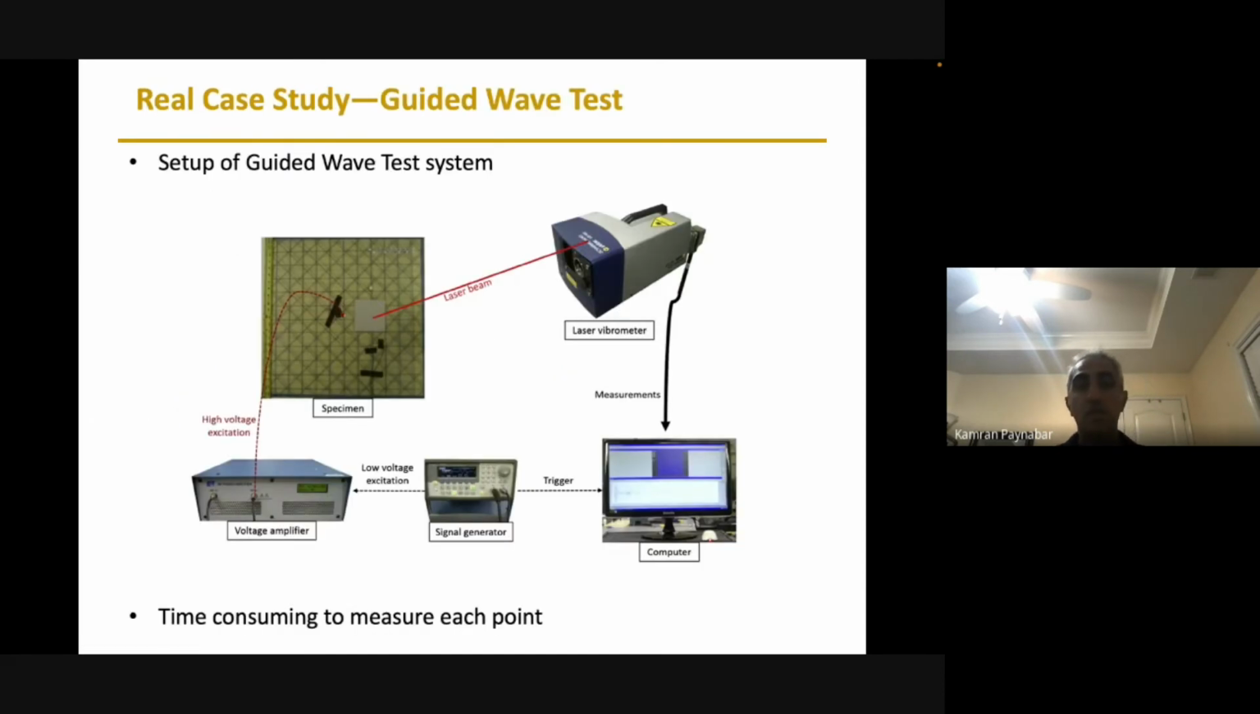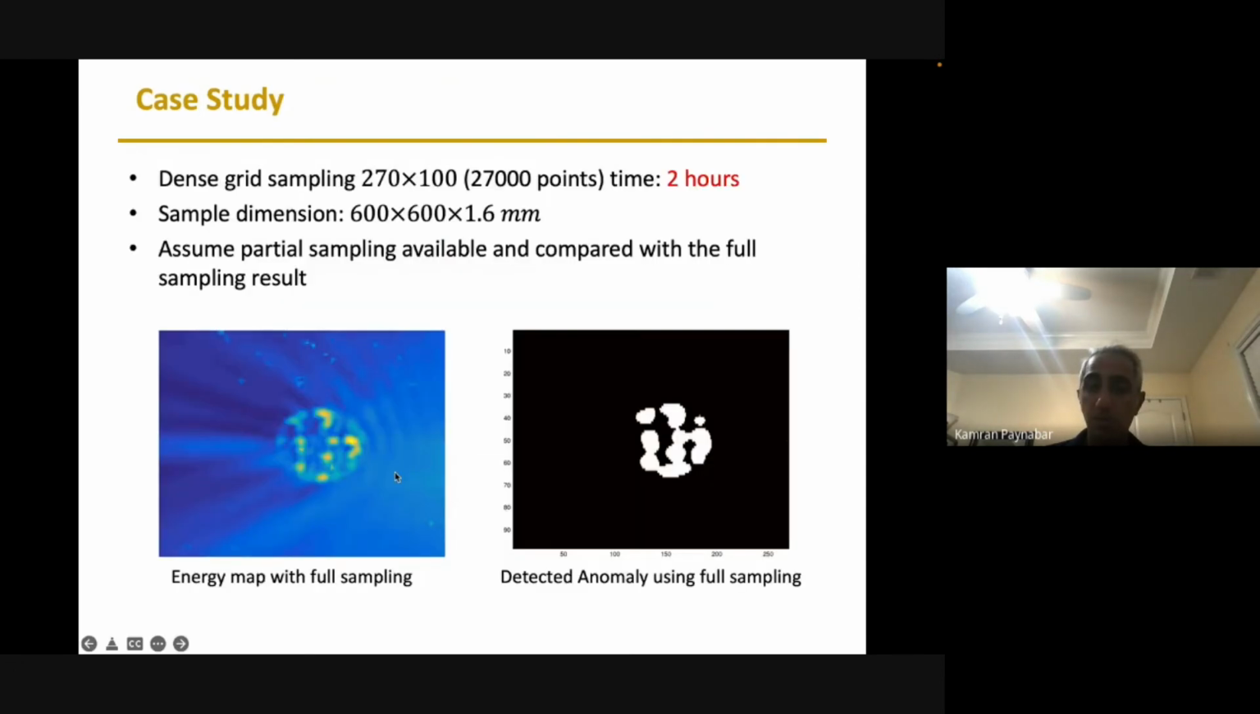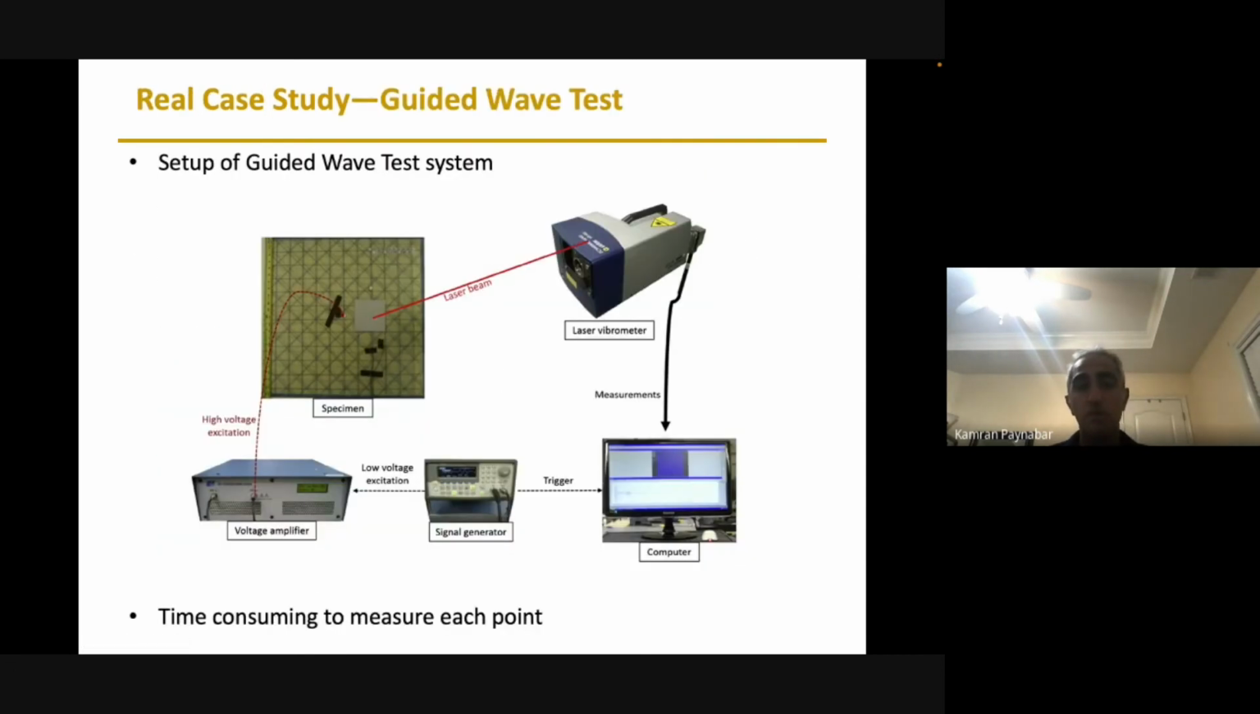Okay, let's look at this guided wave test. As I said, the setting is from Professor Massimo Rosini, who used to be in aerospace at Georgia Tech. Basically in this guided wave test, there are some excitations in this specimen that we have, and then there is a laser beam. Based on the reflection of the laser, they can identify whether there is an anomaly or not. It's a time-consuming process because it's a wave, so the wave goes, and then if it touches a defect, it propagates. So it's a time-consuming process.